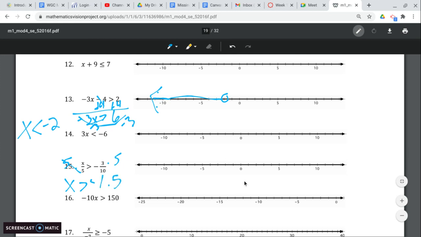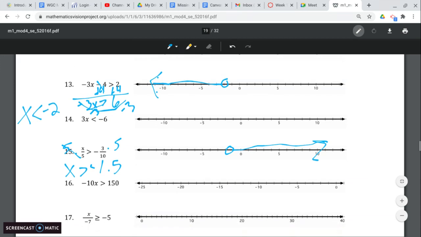So we come over here to our graph. Here's negative 1, here's negative 1.5. Are we going to have an open circle or a closed circle? It will be open because we do not have the equal to on our inequality. And then which direction will it go, to the left or to the right? To the right, because it's everything greater than the negative 1.5.